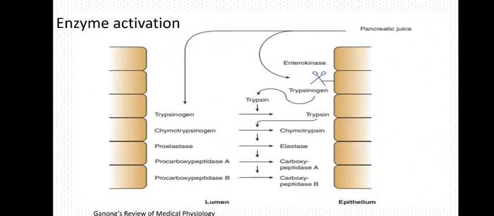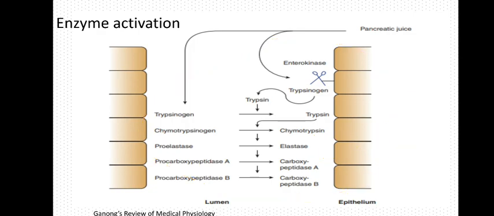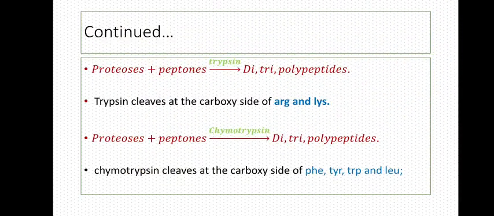So, here we have another picture which can help you to understand how the activation takes place. Enterokinase will act on trypsinogen and convert it into trypsin, and this trypsin again activates trypsinogen, and activated trypsin will activate chymotrypsinogen to chymotrypsin. Okay. Then proelastase to elastase, procarboxypeptidase A to carboxypeptidase A, and procarboxypeptidase B to carboxypeptidase B. This is how the activation of different enzymes takes place in the lumen of the small intestine.